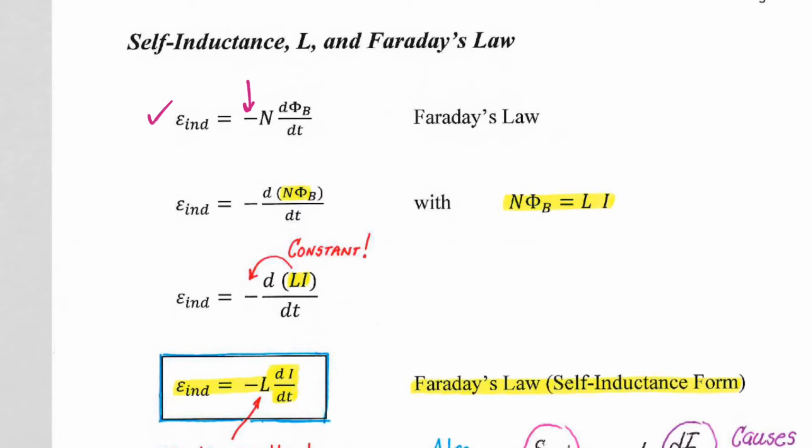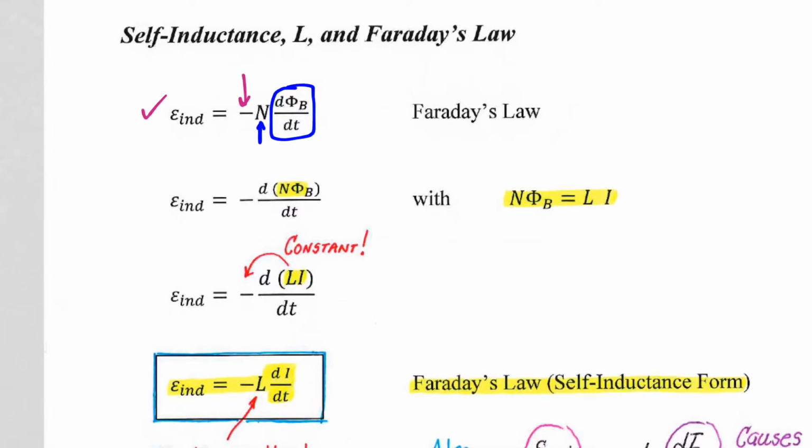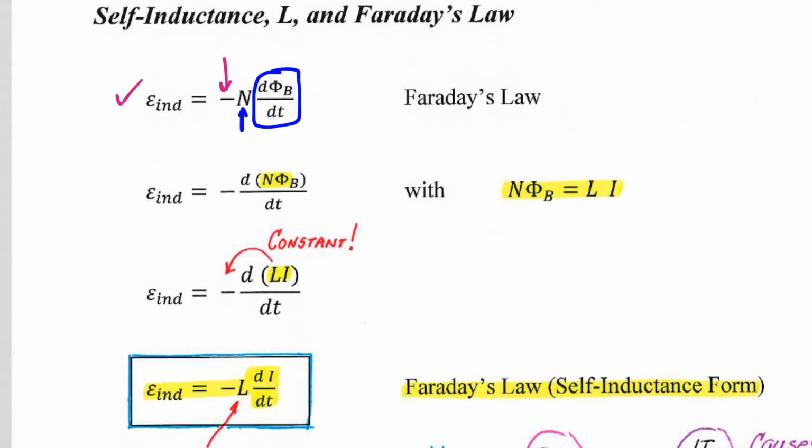So the induced voltage is negative N, the number of turns in the solenoid, times dΦ/dt that is occurring in the solenoid, and we did a lot of these types of analysis with Lenz's law in our last chapter. Well, if we bring the N in with the flux, we get d(NΦ)/dt.